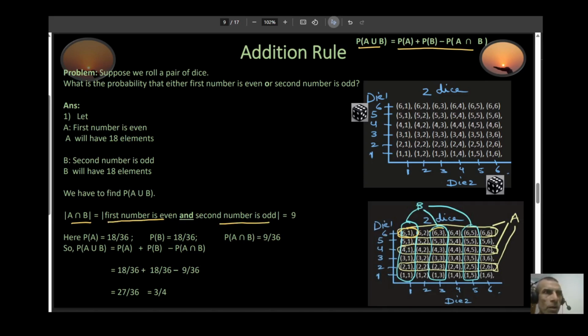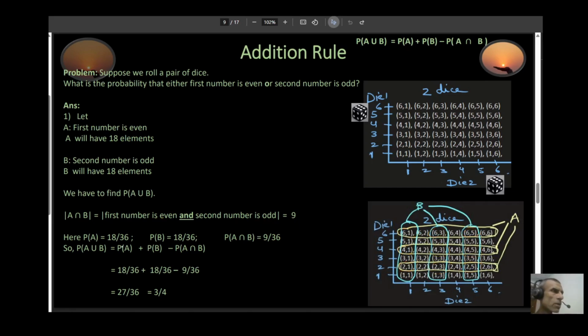This one, this one, this one, and this one. So these are numbers that are common to both A and B. And the numbers in total will be 9. There are a total of 9 elements.